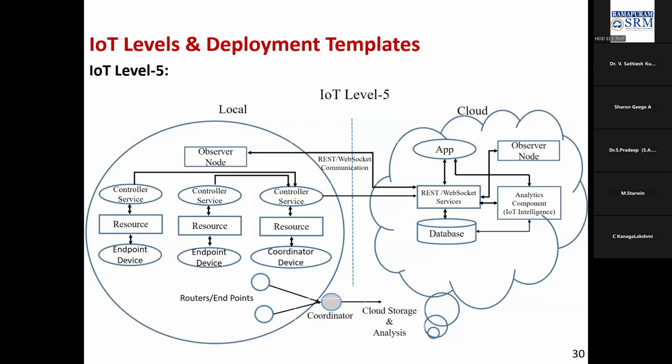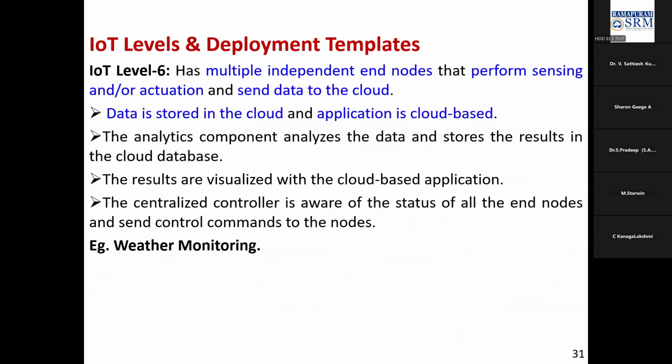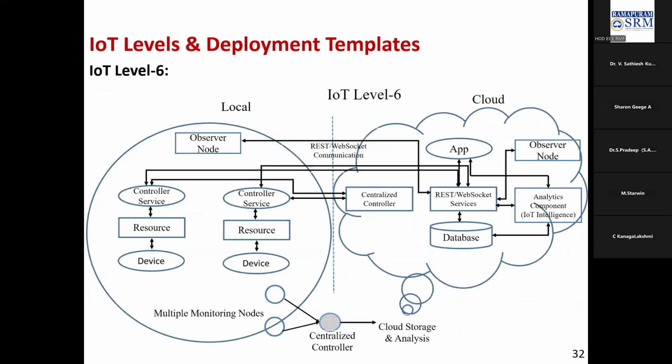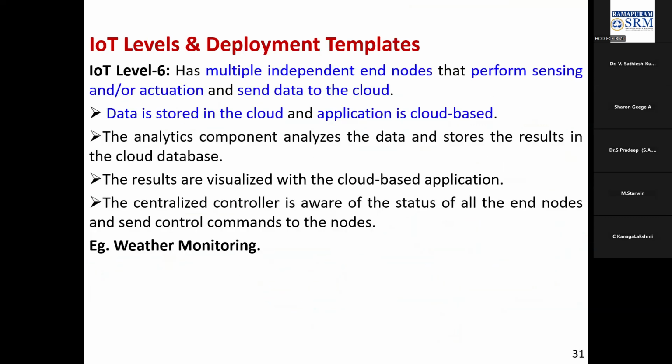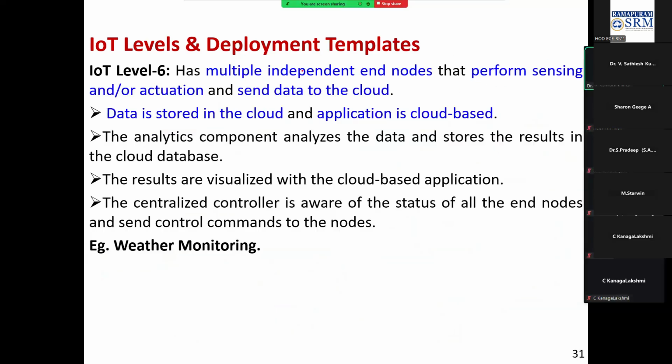Next, we will talk about level 6. Level 6, again, has multiple nodes, multiple independent end nodes. It performs sensing and/or actuation and sends data to the cloud. So data is stored in the cloud and the application is cloud based. We will understand once you look at the diagram.